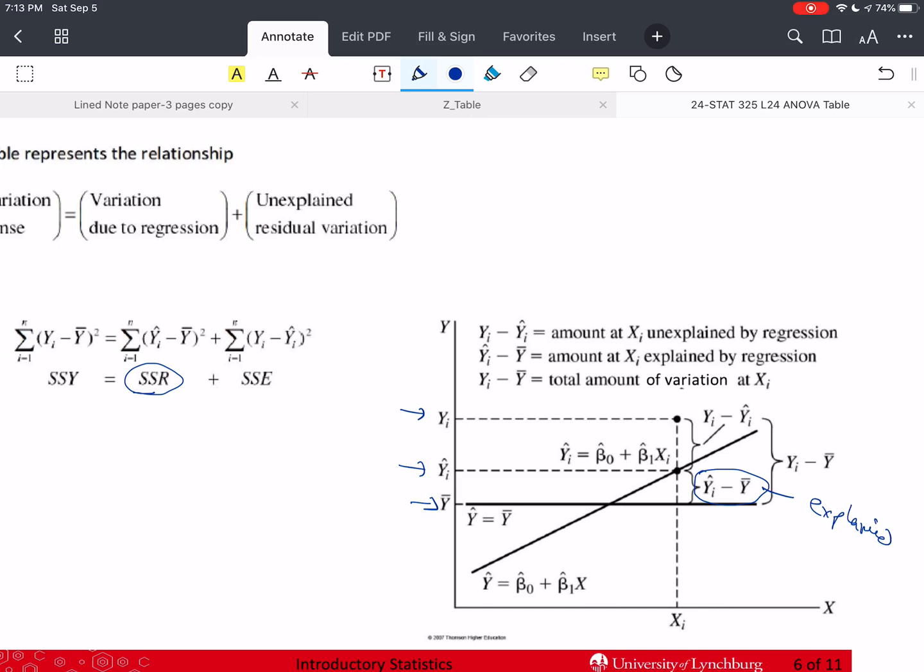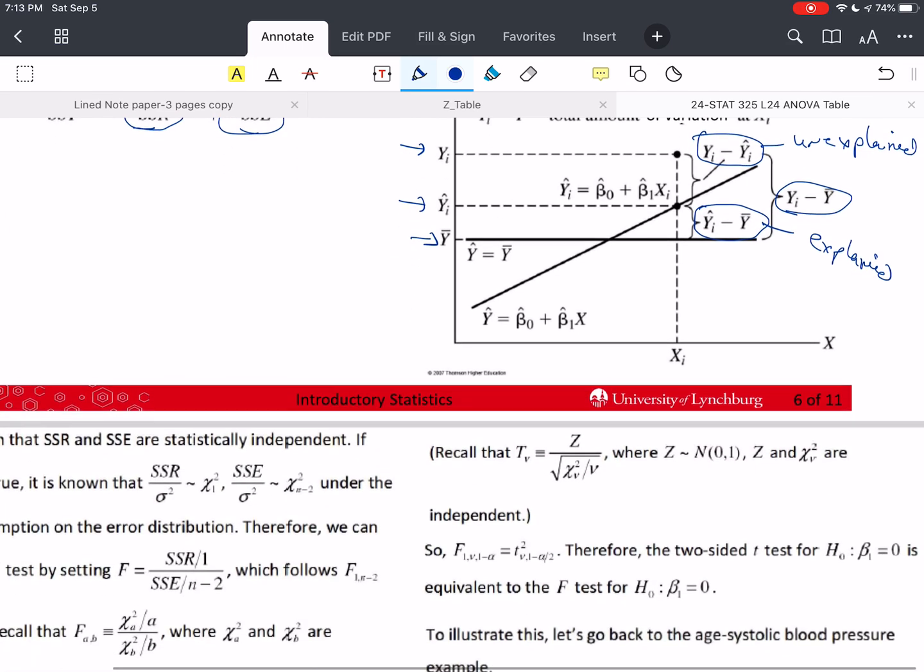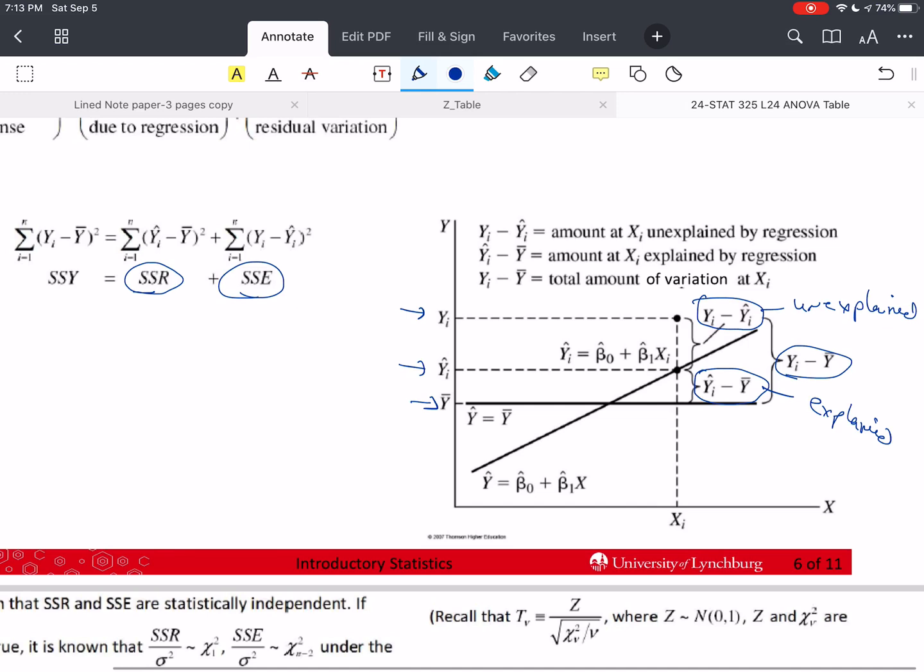And then we look at SSE, and that's y minus y hat. That's our residuals, and that's unexplained error or variation. And then the total is the sum of those. So there you have it, the relationship.